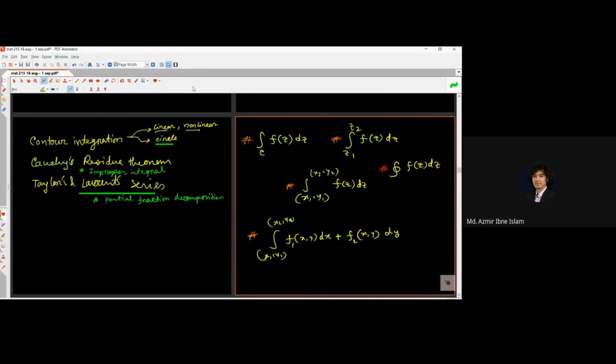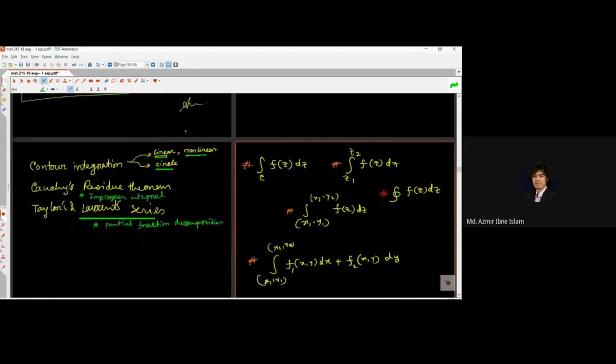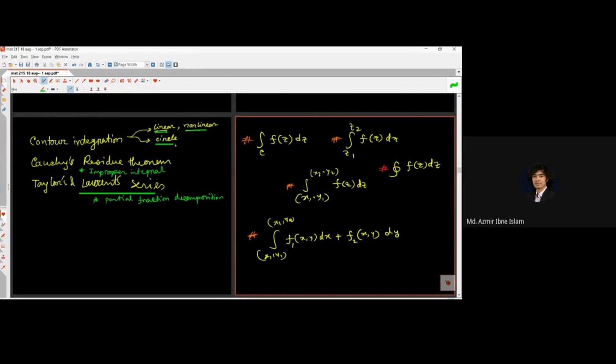In the last consultation, I discussed contour integration for linear and non-linear path. You can have a look here, or you can have a look on the recording. And today, I have just discussed contour integration if the path is a circle. But whatever problems we have solved here with circular path, these problems can be solved by Cauchy's residue theorem. So let's start Cauchy's residue theorem.